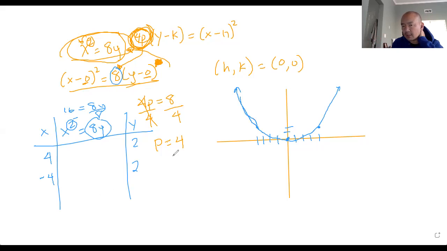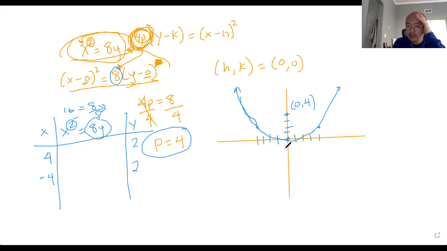And remember what the focus was. The focus has to be inside the parabola. Now, how are we going to find the focus? That's the importance of p. p is 4. So if p is 4, and we know that the focus is inside the parabola, you're going to go 4 from the vertex. So 1, 2, 3, 4. So the focus is, in this case, (0, 4).